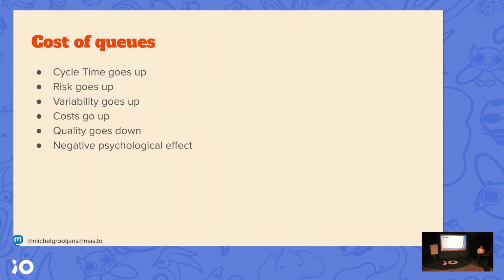Quality goes down. Why does quality go down? No. When you have a lot of queues and they are large, quality goes down. There's, for example, the effect of my work is only taking things from the left column and putting them right, and doing that every day, every week, every month, always. And so motivation goes down. That's also the negative psychological effect.